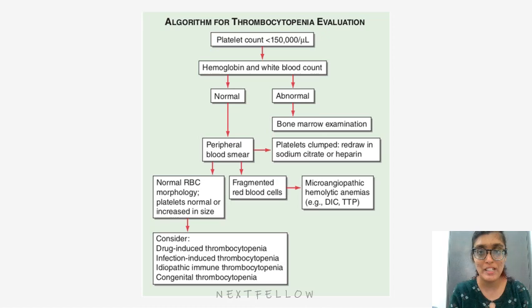Algorithm for evaluation of thrombocytopenia: platelet count less than 1.5 lakhs, check the hemoglobin and white cell count. If it's normal, check the peripheral smear. If there are fragmented red blood cells, the diagnosis goes towards microangiopathic hemolytic anemia. If the peripheral smear shows normal RBC morphology, with platelets normal or increased in size, consider drug-induced, infection-induced, idiopathic immune thrombocytopenia, or congenital thrombocytopenia. If the hemoglobin and WBC count are abnormal, do a bone marrow examination. If platelets are clumped, repeat in sodium citrate or heparin.